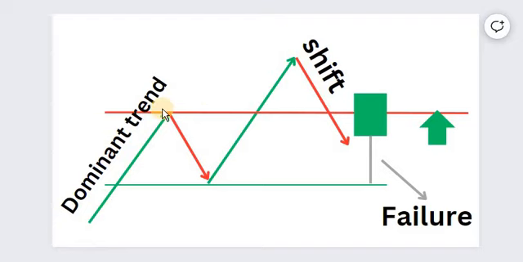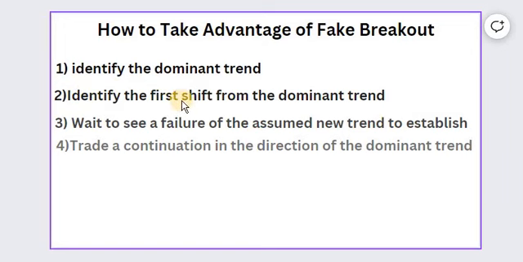Price has been coming from here, going to support, going up, going to support, going up, support. But at this point, price came up, support, up. We are expecting the support to hold, but it broke. This becomes the shift. This becomes number 2. Identify the first shift of the dominant trend.